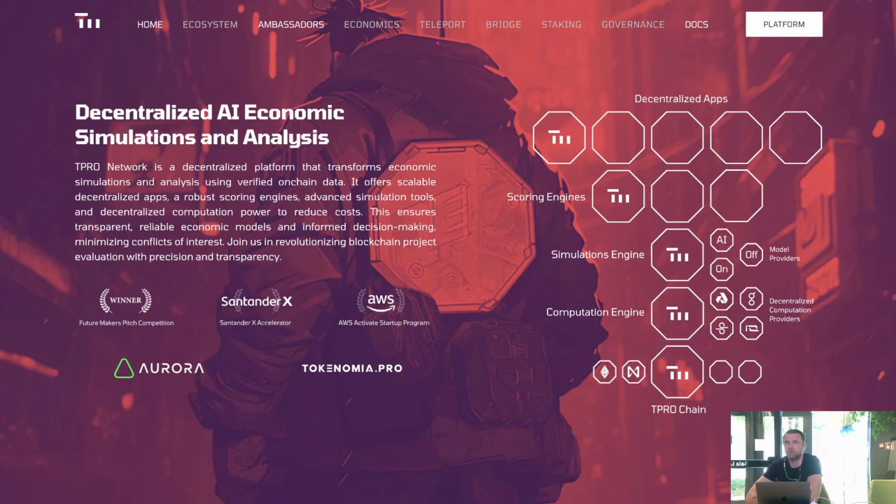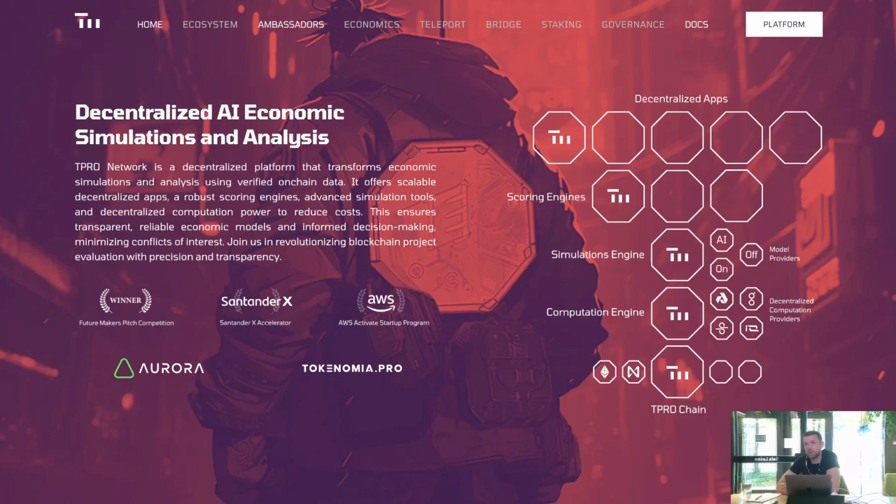Today, the most important thing is that we released the second decentralized app, which is about simulations, thanks to which you can go and configure your own simulation on top of our simulation engine. That will be, of course, computed on top of our computation engine. And at the end of the day, you will be able to see the scoring on top of our scoring engine and analyze the results on top of the Analyze app.